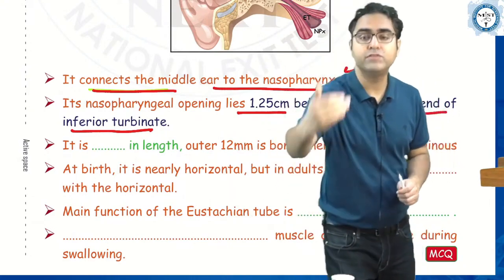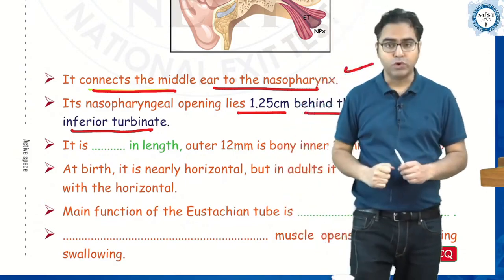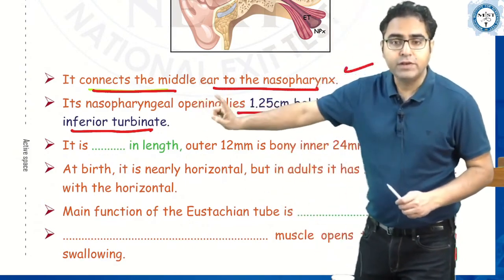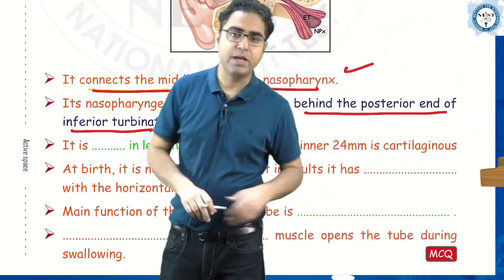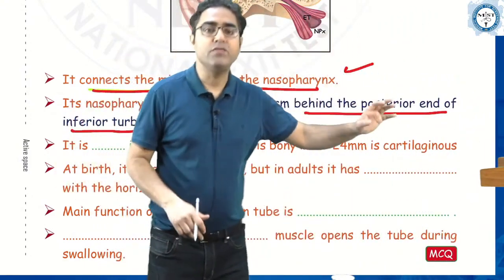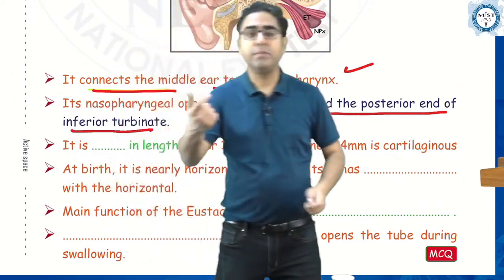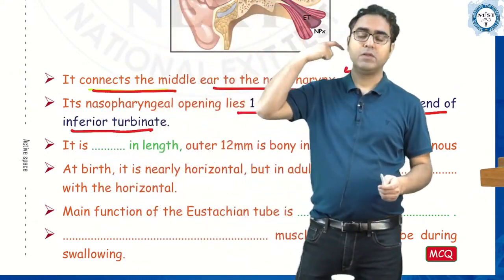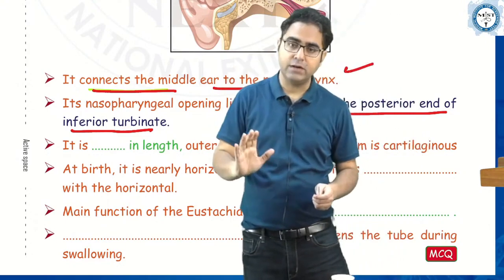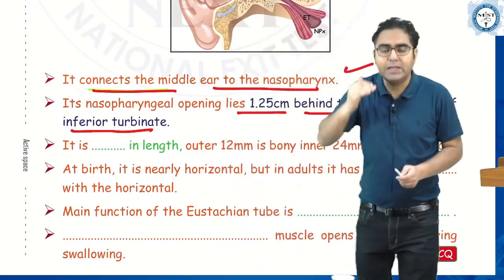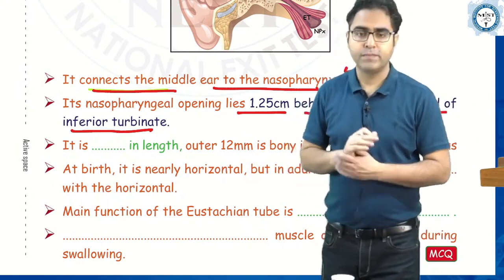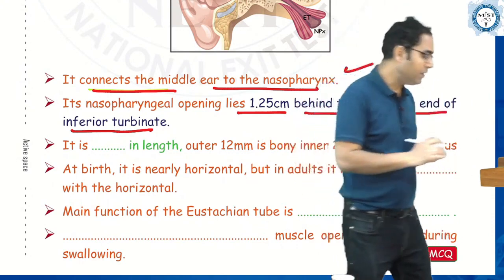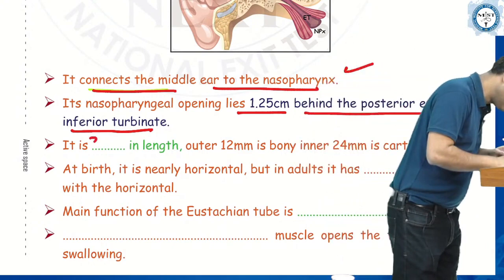How far behind is the Eustachian tube opening from the nose, beta? Look at the line, beta. Its nasopharyngeal opening lies 1.25 centimeter behind the posterior end of the inferior turbinate. If you remember, the turbinates go till the end of the nose, beta. When the nose ends, turbinates end. 1.25 centimeter behind that area is the nasopharyngeal opening of the Eustachian tube. Okay? Now, how much is its length? It is 36 millimeter in length.